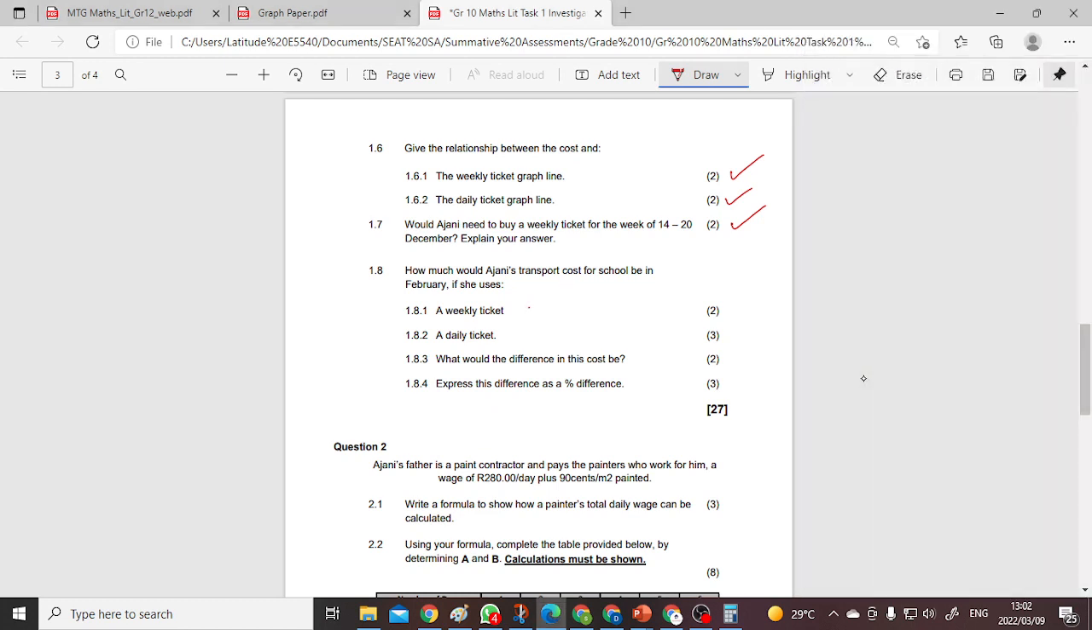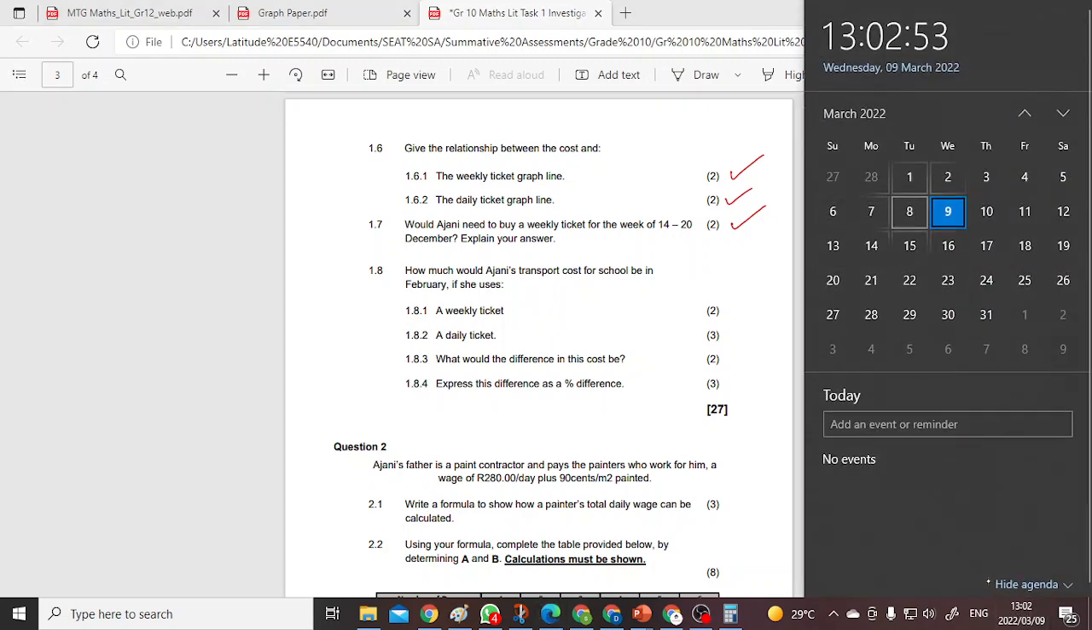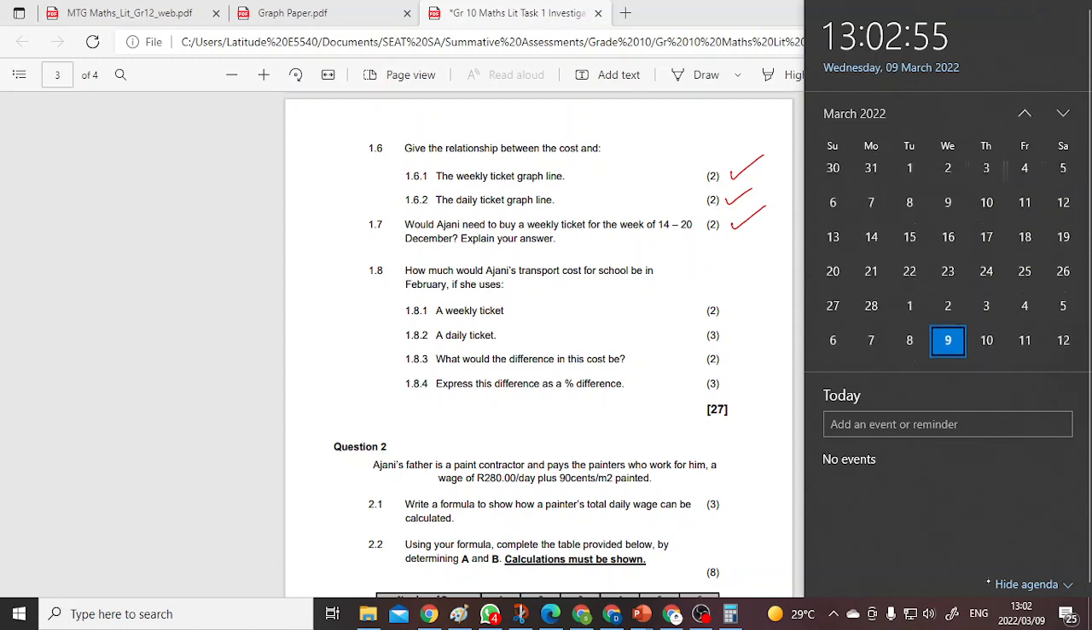You must say here number of days times the cost per day. Because remember, oh, this is a weekly ticket, not a daily ticket. Sorry. They're saying a weekly ticket. If she uses a weekly ticket, we must look at weeks. My apologies. So, how many weeks are there in February?